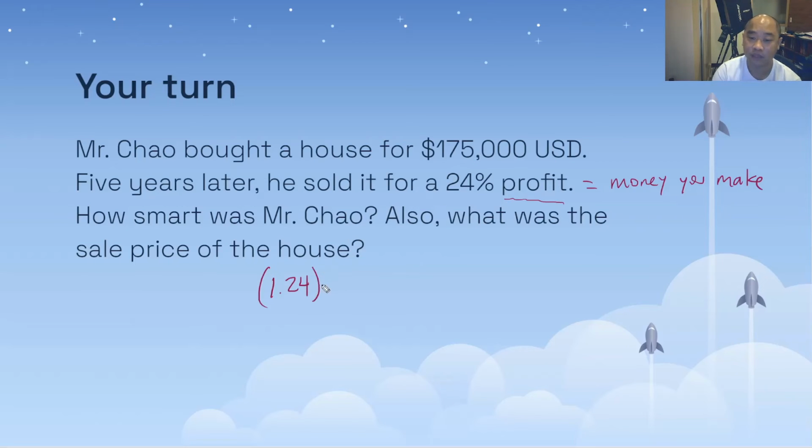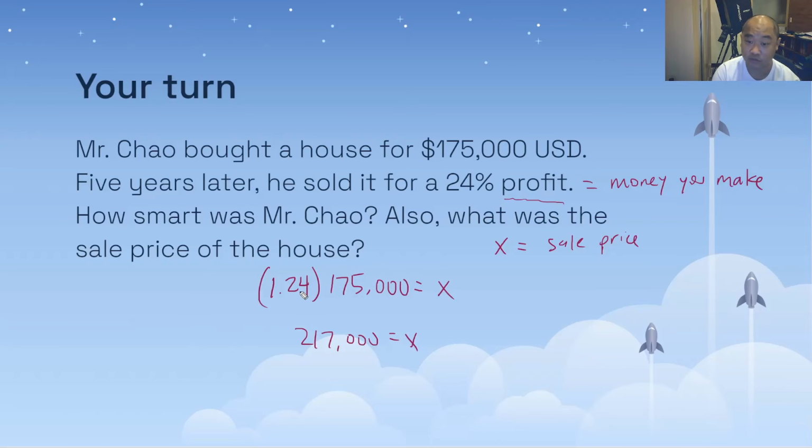So we can multiply 1.24 by 175,000, and that will give you the sale price of the house. And what is that? Well, that's $217,000.